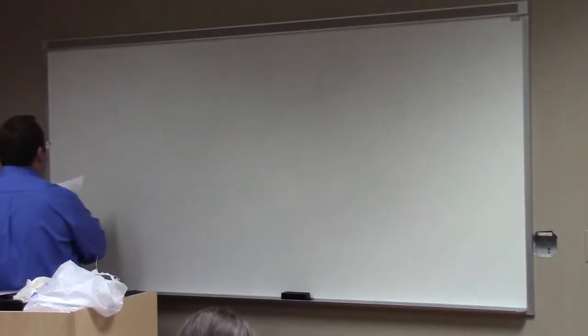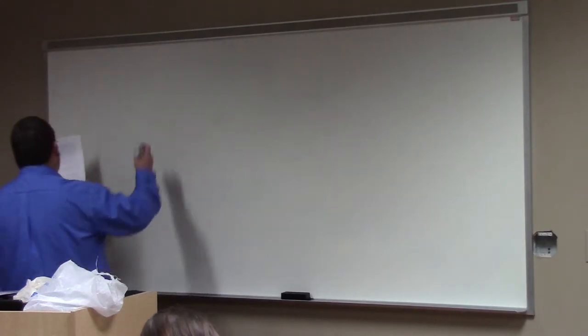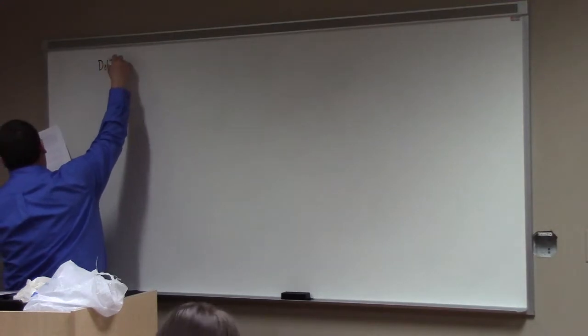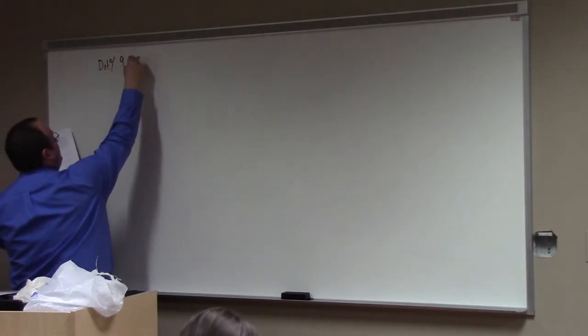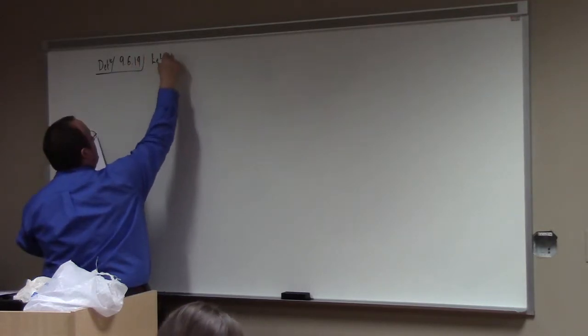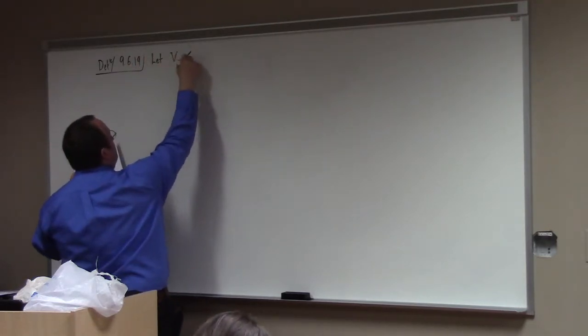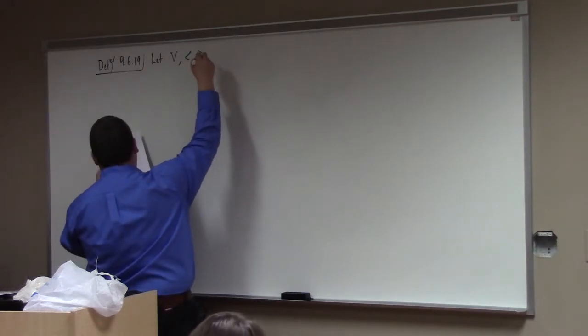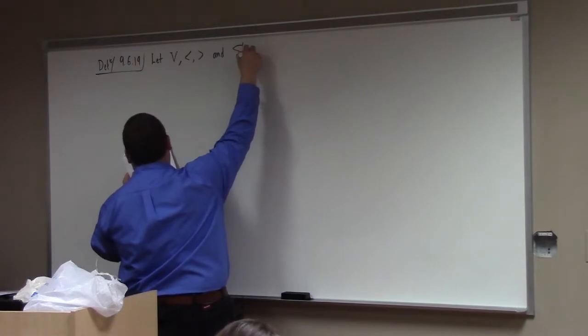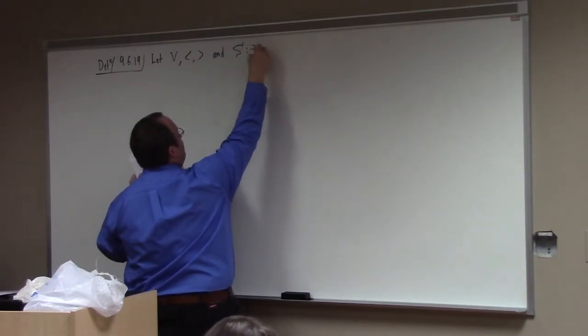All right, so I should make sure I provide you a definition since I'm going to be talking about it from time to time, so it would be the decent thing to do to actually write it down. So this is definition 9.6.19, and it says the following: let V be an inner product space, and S a linear transformation from V to V.